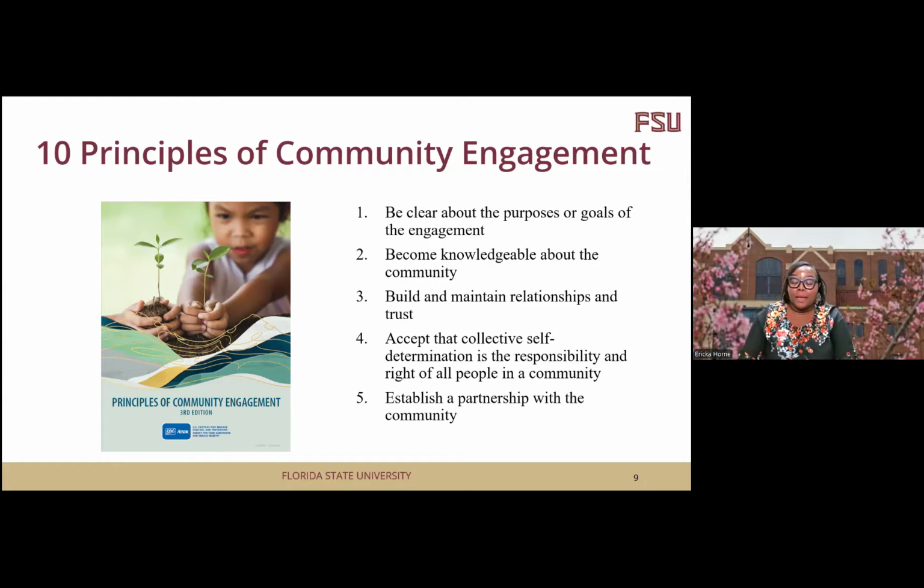How do they feel about that? Those may be different barriers that you may have to work around in order to get what you're trying to get, but also that's going to be beneficial to the community. So you want to be knowledgeable about the community as much as you can, and that takes time. You want to build and maintain relationships and trust. So it's going to take time and it's going to take trust.